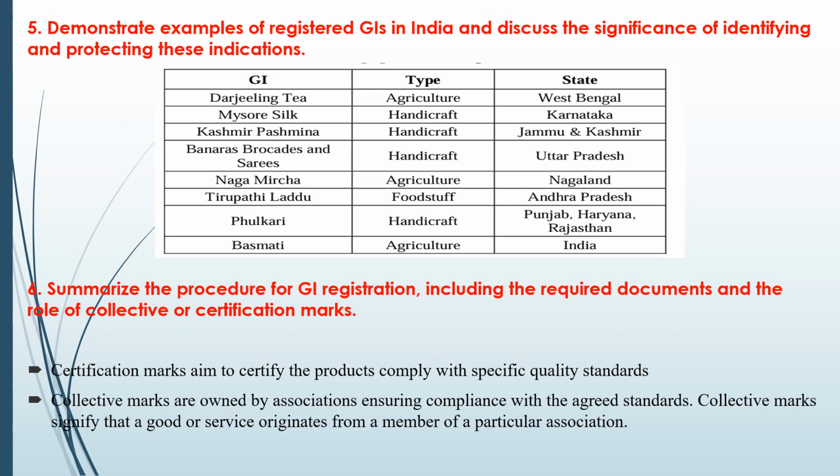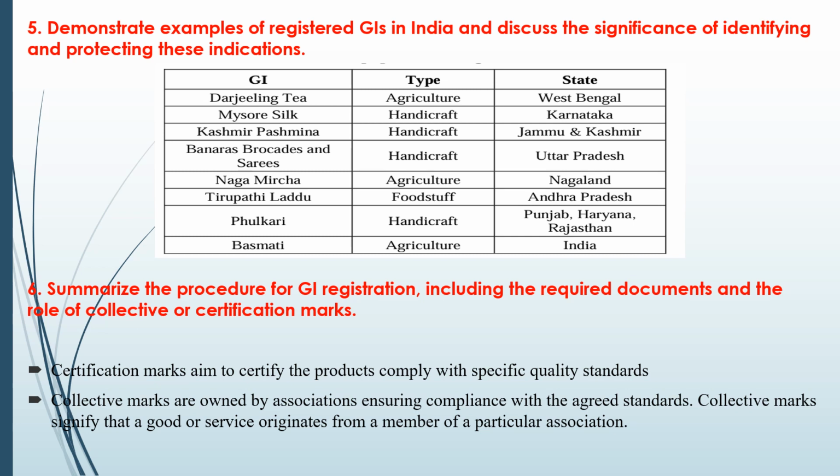Demonstrate examples of registered GI in India and discuss the significance of identifying and protecting these identifications. So these are the different registered GIs in India, based on types of GI and which state each has been registered in, and you have to identify all these, and we ensure that the protection period is maintained as per the rules and acts.